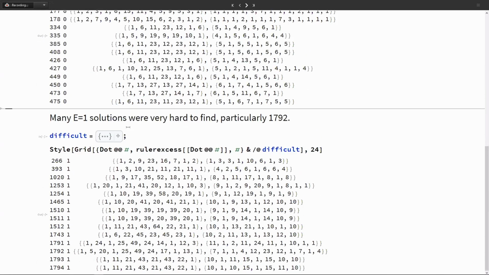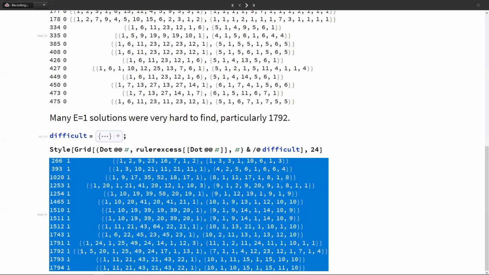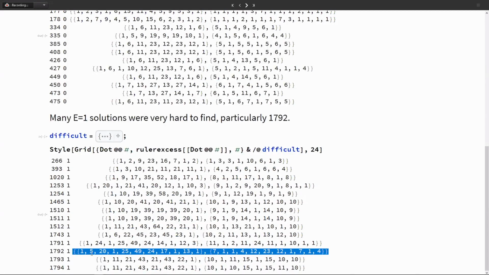So there's also some very difficult solutions to find. This was the really hard one here for me. I wanted to show that the excess was always 0 or 1 for all sparse rulers, but 1792 was a particularly difficult one to solve. But I finally managed to solve it on an old system that I had running for months, and it finally spit out an answer.